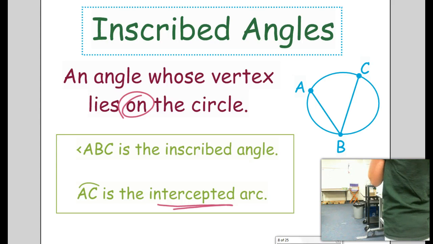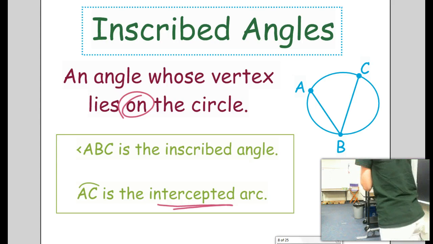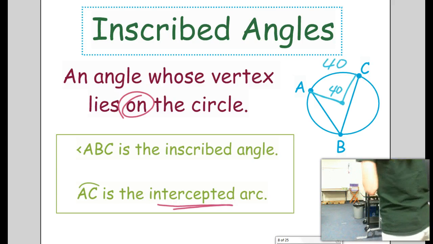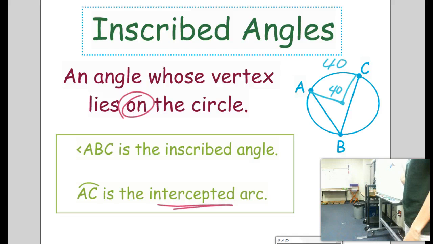Now we need to figure out how much this angle is. Because we know that a central angle equals its arc. Remember? 40, 40. But what's the measure of this angle? Can't also be 40. Do you think this angle is more or less than the central angle?